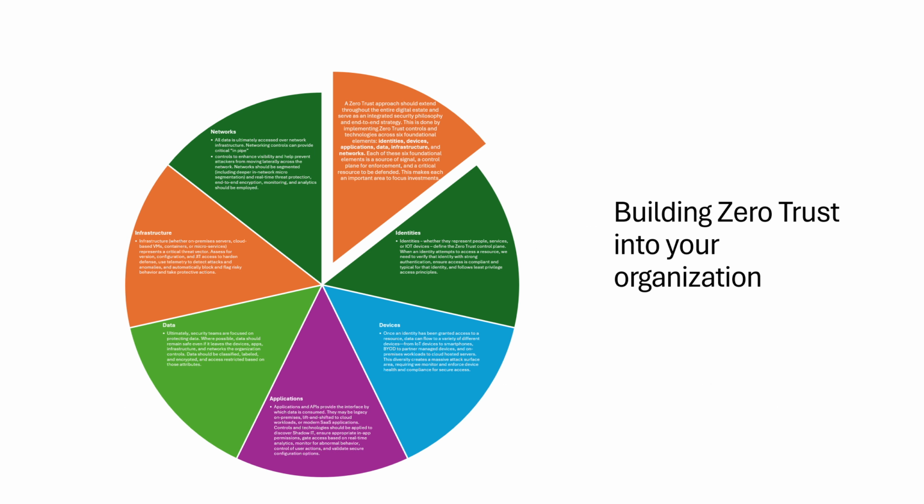Now, when you're going to build zero trust into your organization, this kind of security measure, there are six key things that I wanted to highlight, right? First one is the identities, second is the devices, third is the applications, fourth is the data, fifth is the infrastructure, and sixth is the network. I will not go in detail about that. You can read through this.